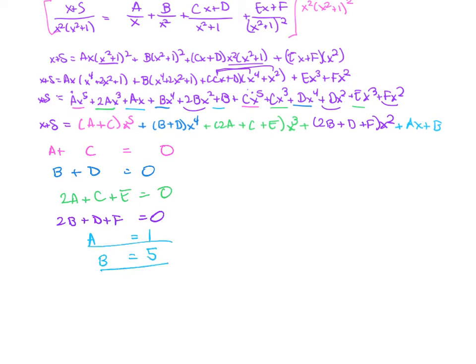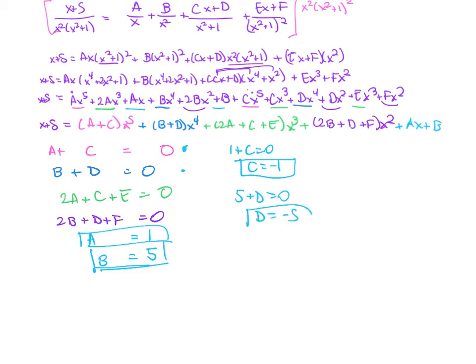5. So we know A and we know B, and so we're just going to back substitute to solve for the rest. So let's solve for C. So A is 1 plus C equals 0. So therefore we know that C equals -1. So we know A, B, C. So we can solve for D. So B is 5 plus D equals 0. So D equals -5. And now let's solve for E. So we can plug it in this equation. 2 times 1 plus -1 plus E equals 0. So 2 minus 1 plus E equals 0. So 1 plus E equals 0, or E equals -1.